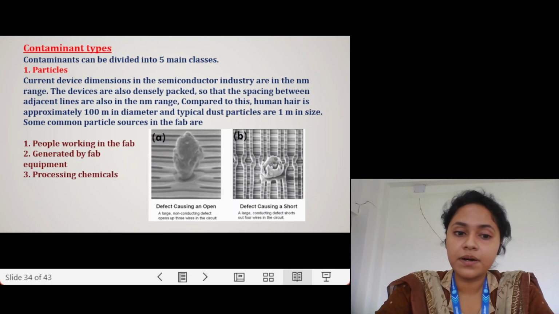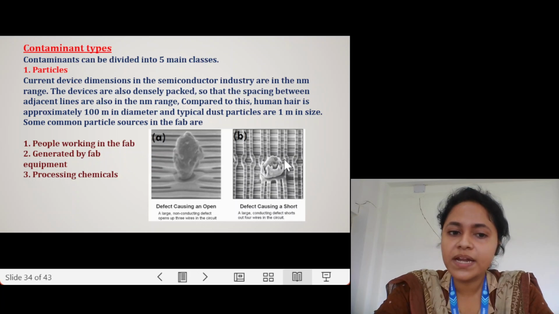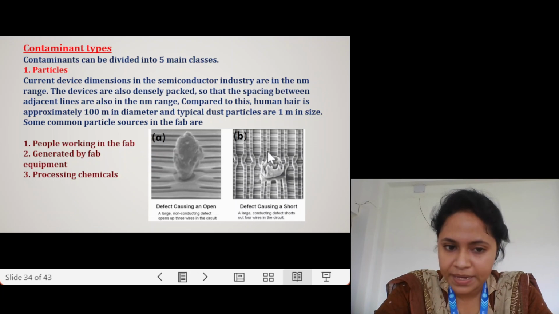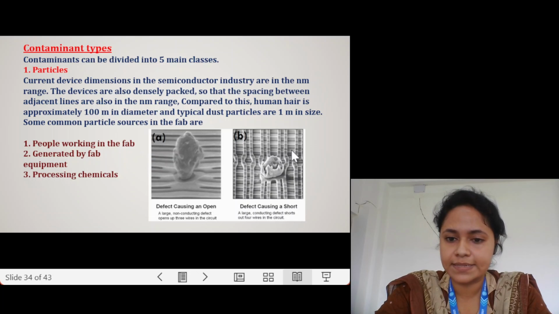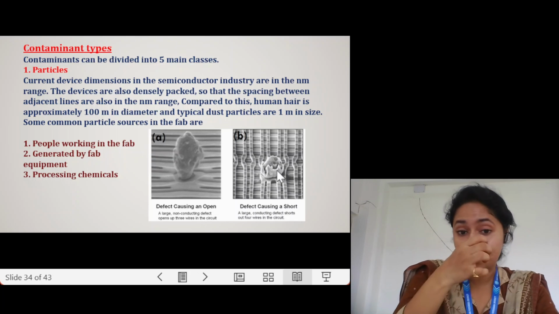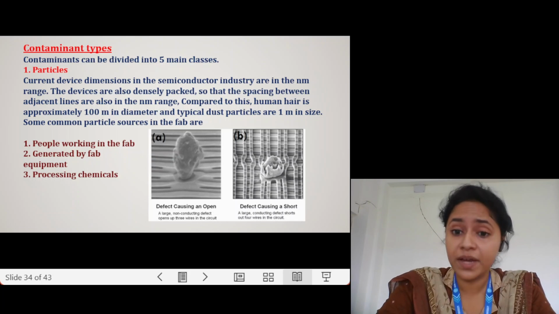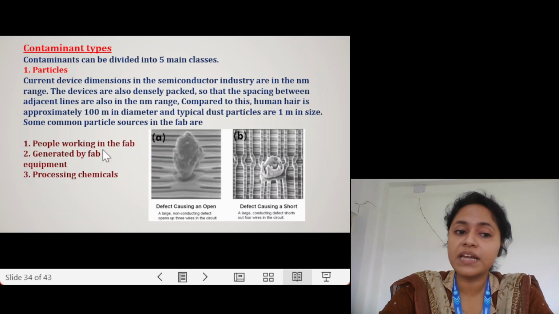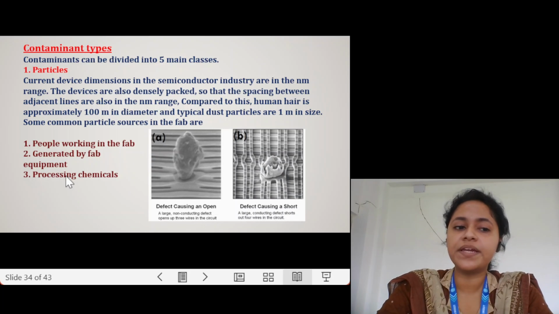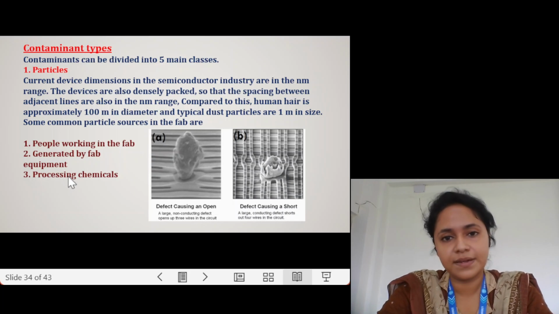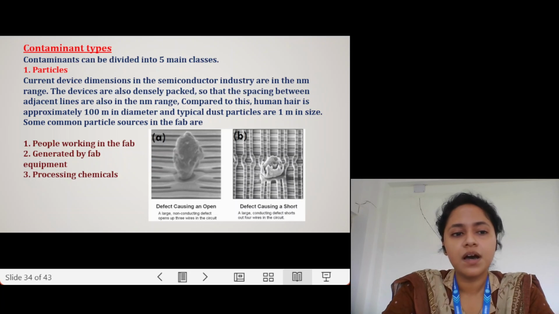Next, if we have interconnect lines like this and a particle like this, let's say this particular material is a conducting material. What will it cause? It will conduct, meaning it will make a short circuit between these four lines. So this is the difference. From where do we get these particles? From the people working in the fabrication lab, generated by the fabrication equipment or the processing chemicals. So these are different contamination types.